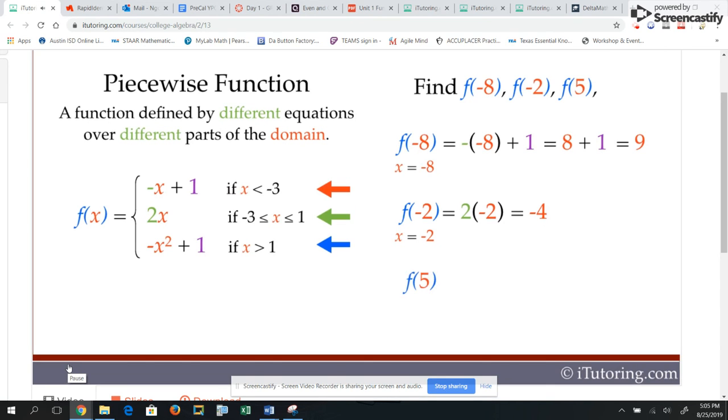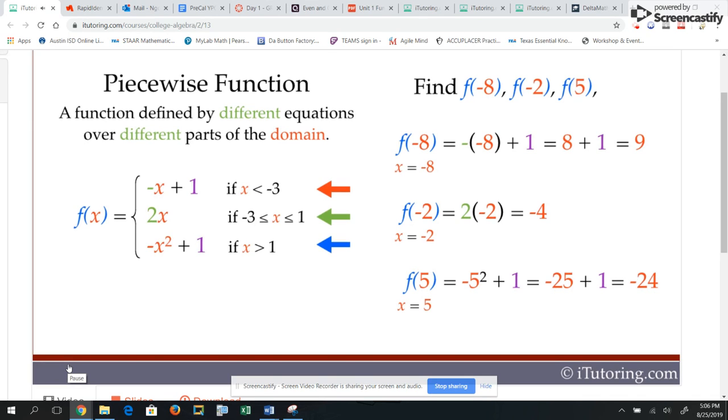And finally, we want to find f of 5. We want to find the domain where x is equal to 5. x equal to 5 is in our bottom domain when x is greater than 1. Our function is defined as negative x squared plus 1. So f of 5 becomes negative 5 squared plus 1. We'll apply the squared before the negative, which becomes negative 25 plus 1, which is equal to negative 24. So remember, depending upon where our x's fall in the different domains, this will give us a different equation in order to find f of x.